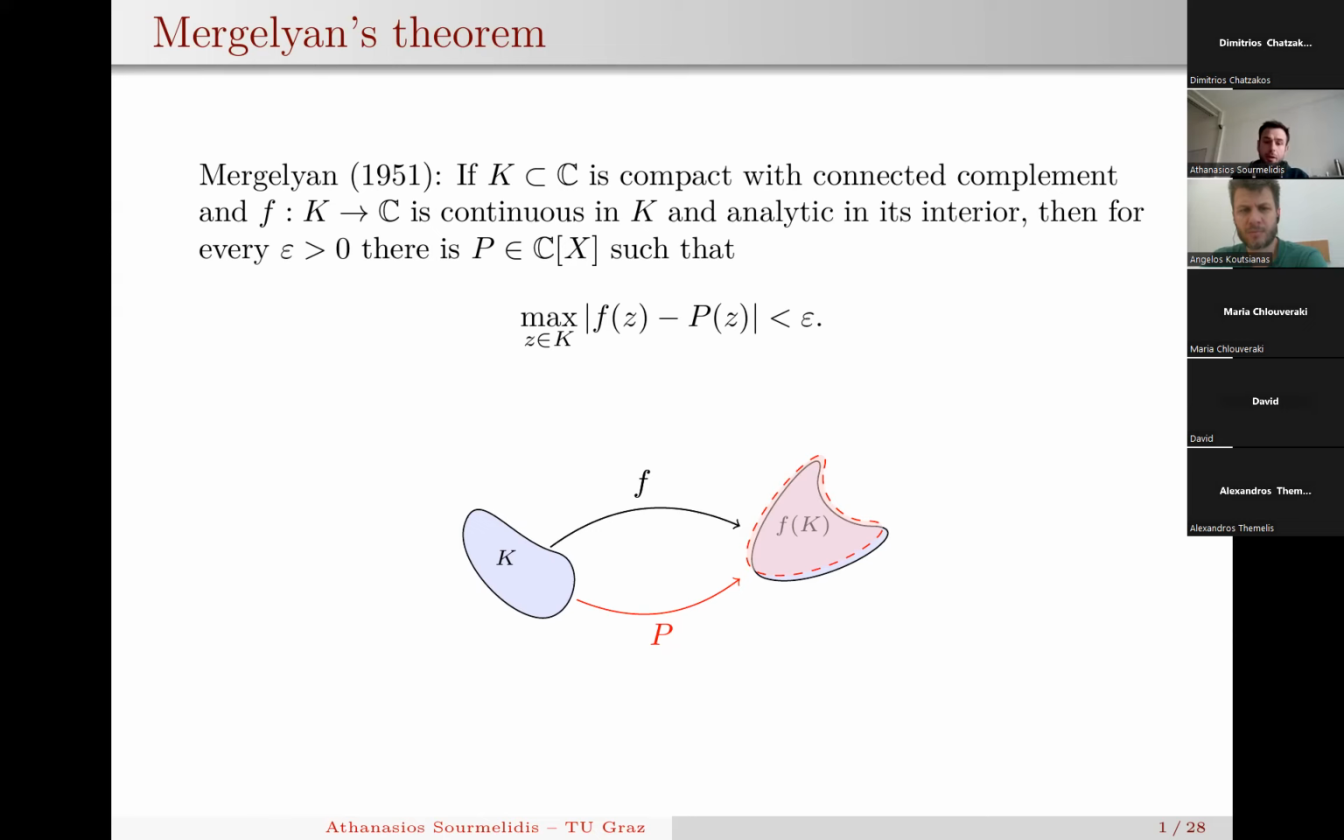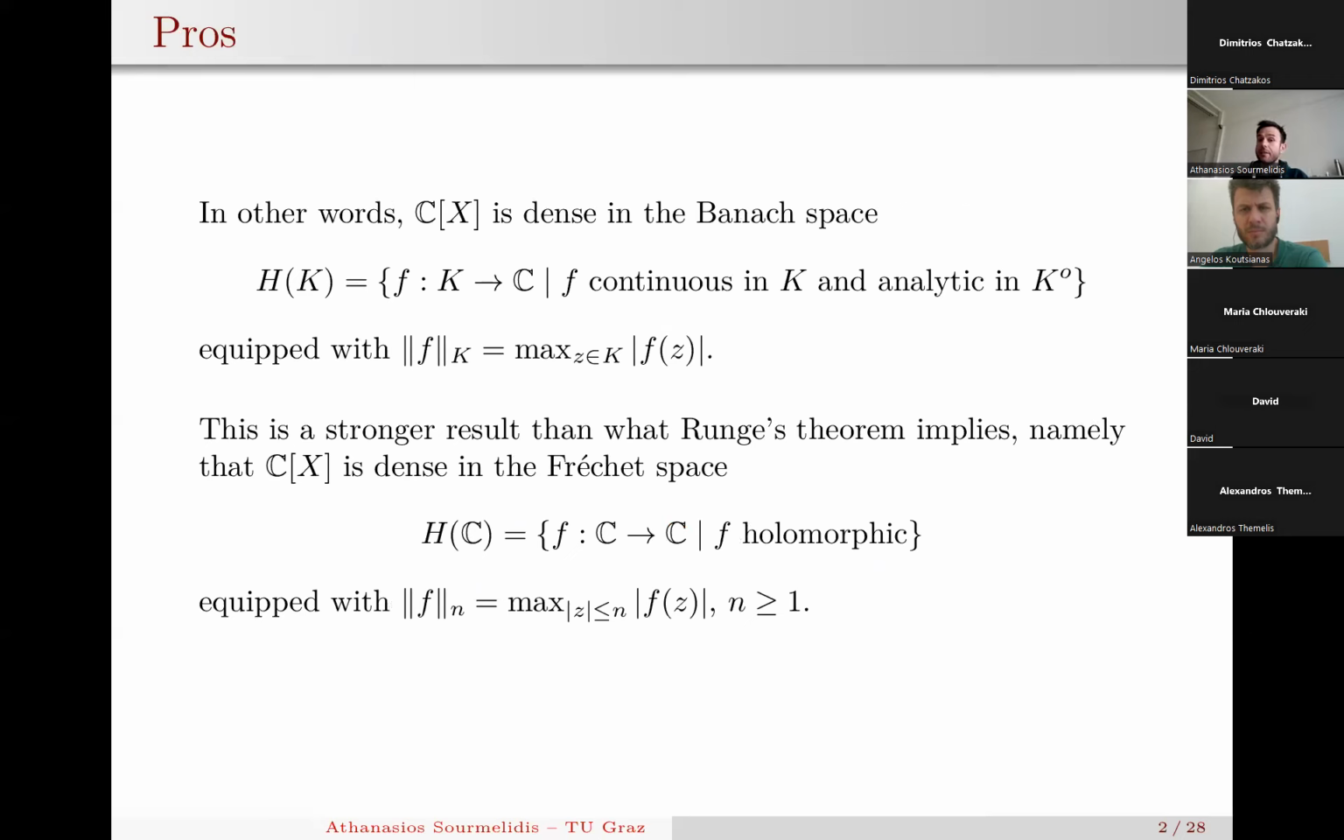So Mergelyan's theorem basically says that the set of polynomials is dense in the Banach space of functions which are defined on this compact set K that are continuous and analytic in its interior. This is a Banach space with the maximum norm on the compact set K. And this is a stronger result than Runge's theorem, which was a predecessor of Mergelyan's theorem. It says that the polynomials are dense in the smaller space of holomorphic functions with a sequence of semi-norms, which of course induces the topology of uniform convergence on compact sets. So this is a stronger result.